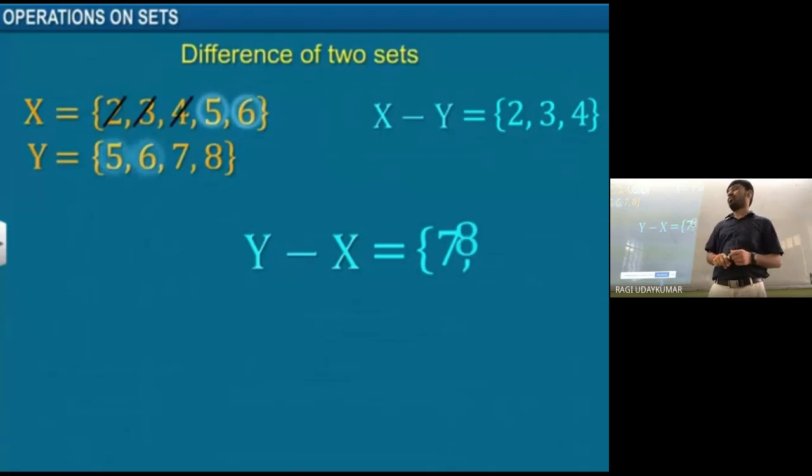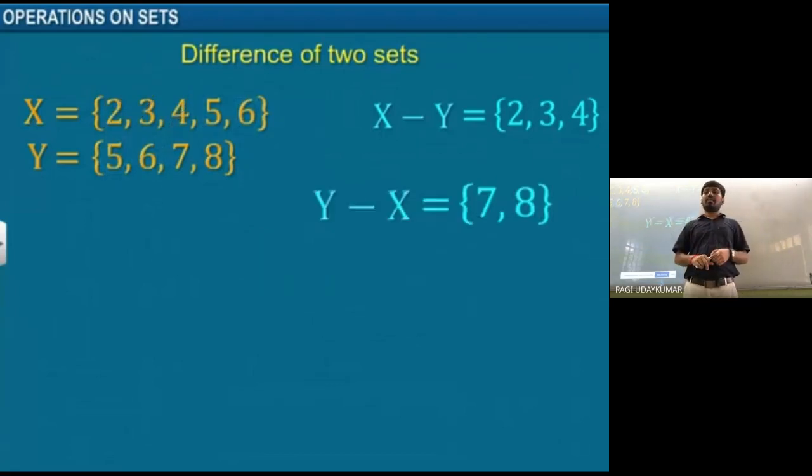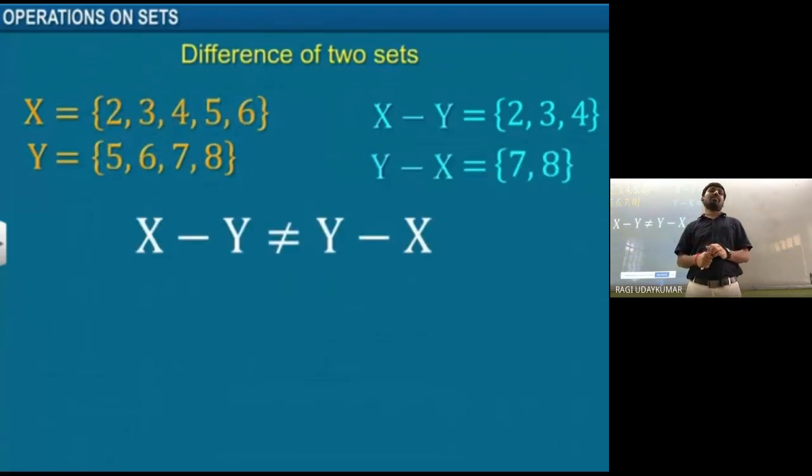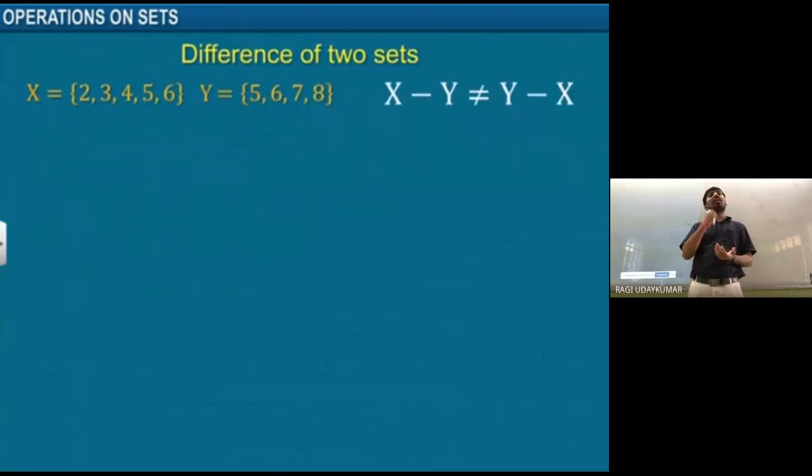Only 7 and 8 we are going to take. So X minus Y is not equal to Y minus X. That's why we say that it does not follow the commutative law.